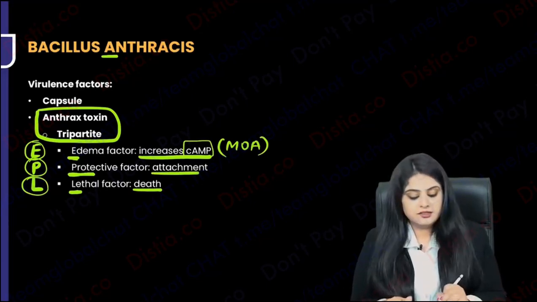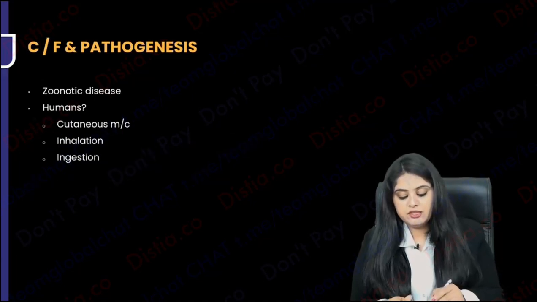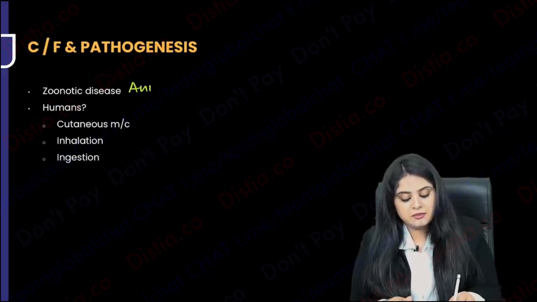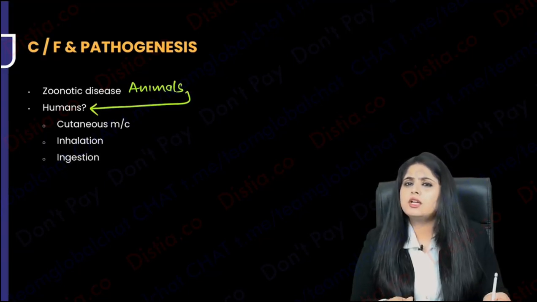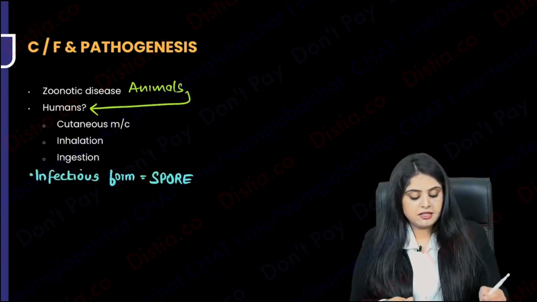How are we getting this disease, and what is actually the infective form? How are we getting it? So please note, this is a zoonotic disease, meaning it is going to come from animals to humans. That is the concept of a zoonotic disease. So what comes to the humans? Does the full bacteria come to me? No. The infective form is the spore.